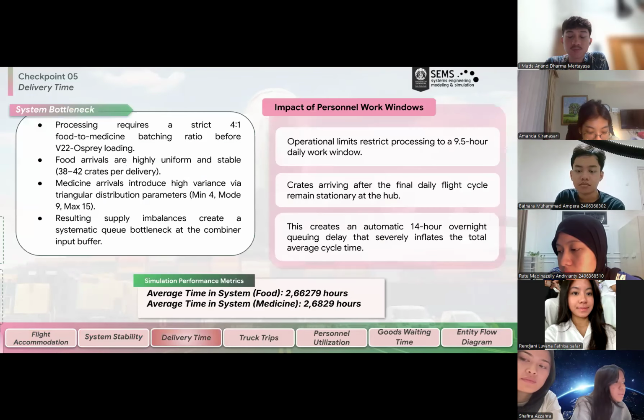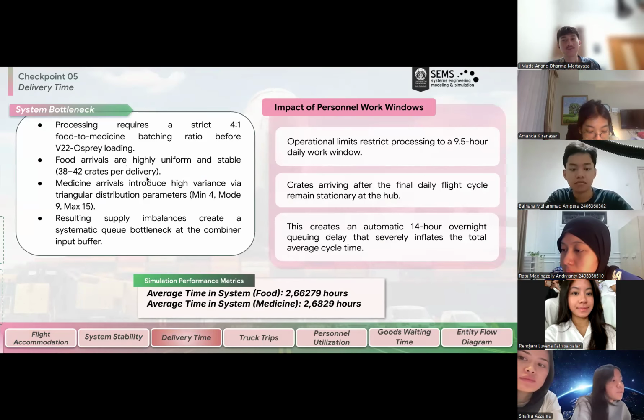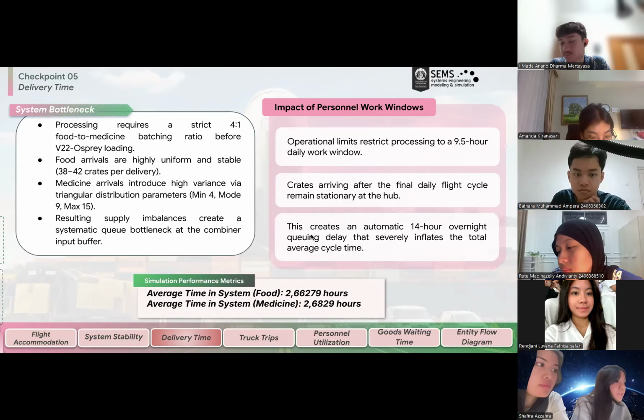For the delivery time, the main source of delay comes from two constraints. First, food and medicine must be bundled into a 4:1 ratio before transportation. Second, the 9.5-hour daily work schedule creates overnight delays with goods arriving late in the day. These factors increase the overall delivery time.